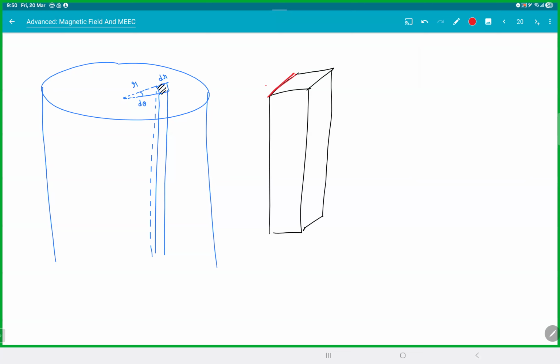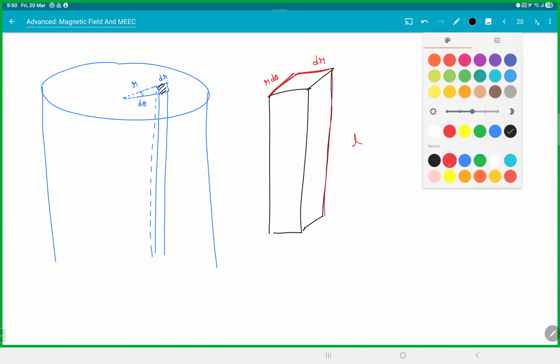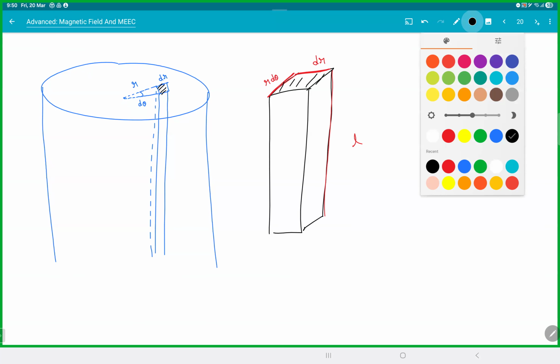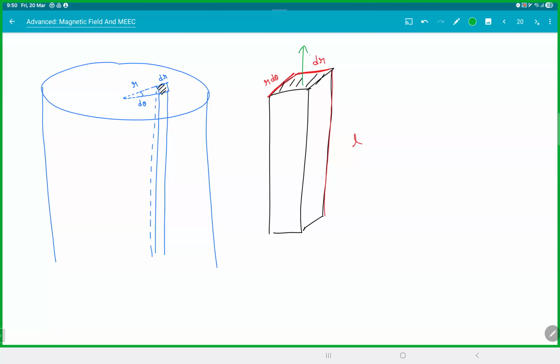This side here will be r d theta. This side here will be dr, and this will be the length. You're getting the thin rod. If you take a thin rod like this, that will be like a thin wire. This is the entire width, r d theta, dr, and l. So in this, we have a current I flowing. How much is that current? J into area, which is r d theta into dr. This is the current flowing through this thin section there.